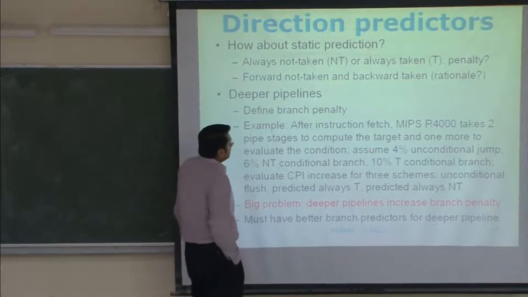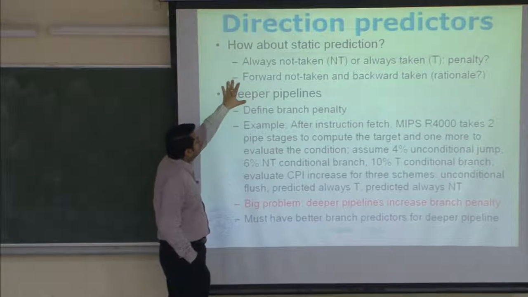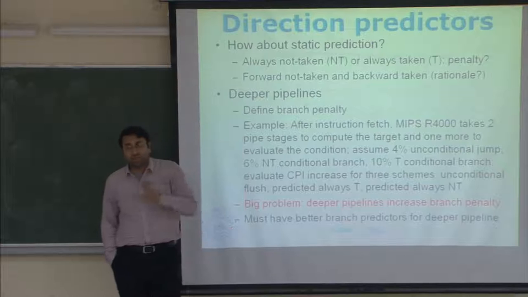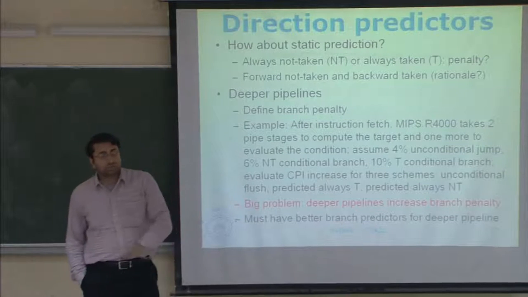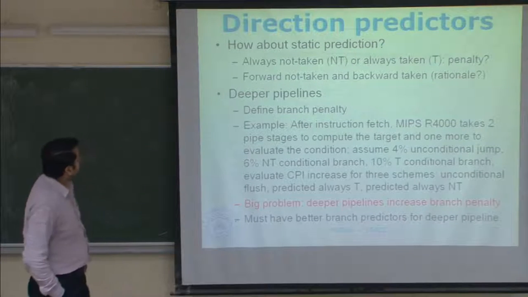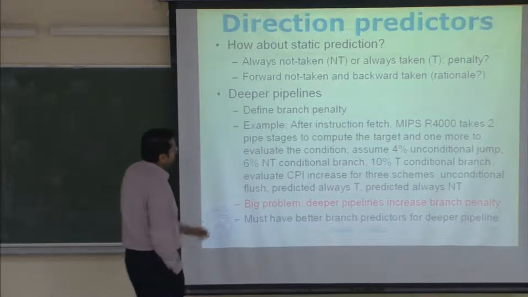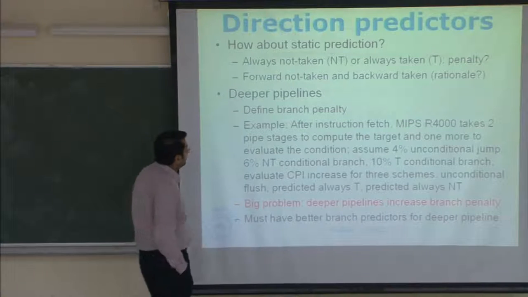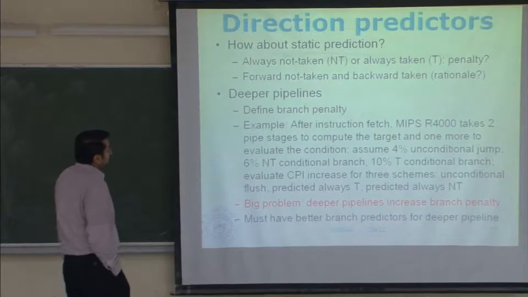Now, these are all static techniques. You can fix the prediction at compile time. By looking at the source code, you can say, okay, for the backward branch, I'm going to say taken all the time. This is a forward branch, so I'm going to say always not taken. There is nothing to do at runtime, because you can make a prediction statically. However, that's not enough.